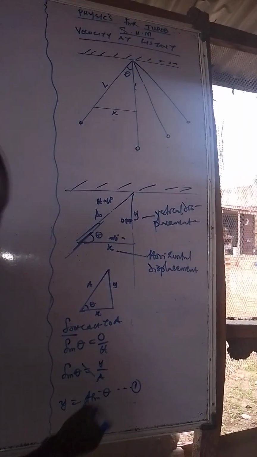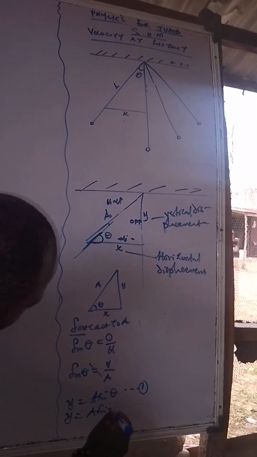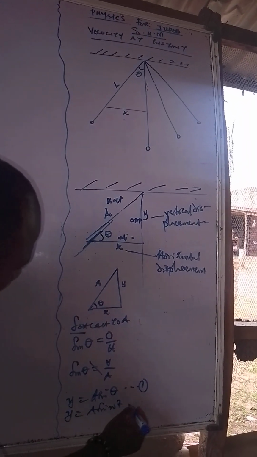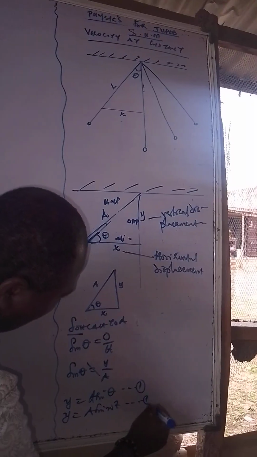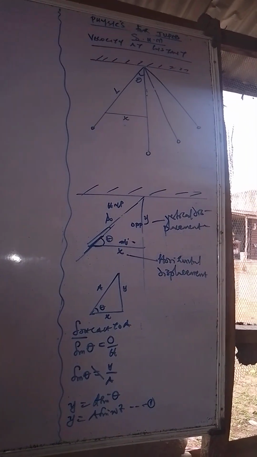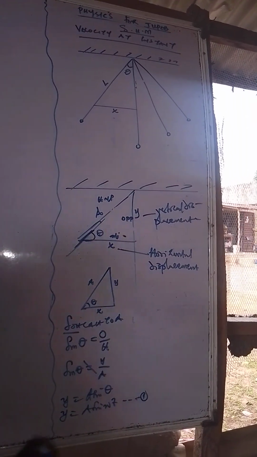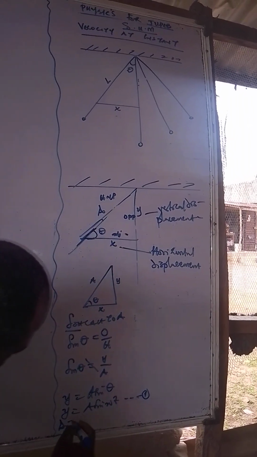What is our theta? Theta is omega t. So y equals A sine omega t. Let's call this equation 1. So from there, let's differentiate to get velocity.